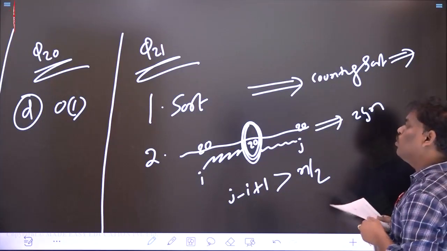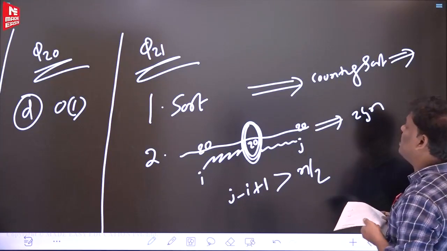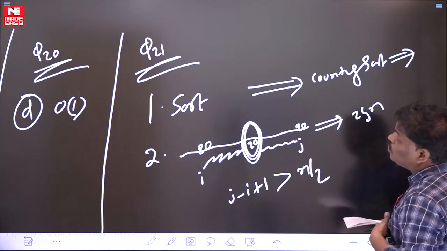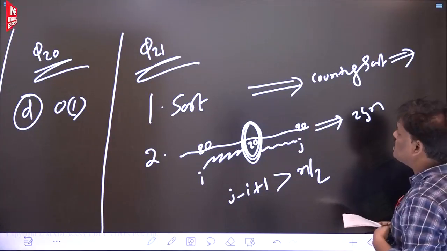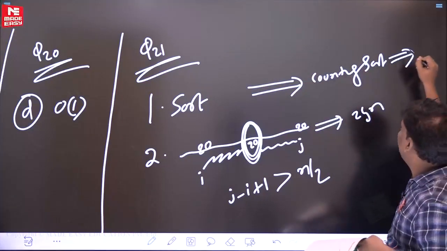If the range is more, more time. Range is 0 to n, time n. Range is 0 to n square, range is 0 to n cube. If the range is 0 to log n, then n only, because n elements are there. So because the range is 0 to n, if you apply counting sort, it takes n time.